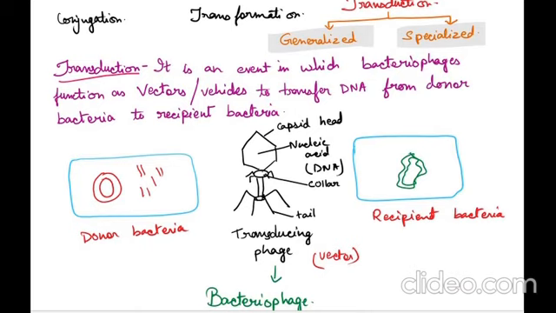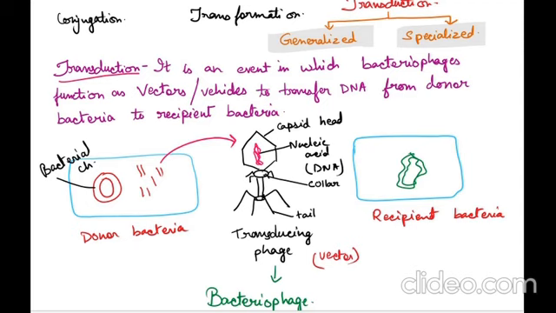Now, first I've drawn a donor bacteria. Within the donor bacteria, the circular chromosome is its own bacterial chromosome. Now, what happens? This bacterial chromosome gets broken up, and then it gets taken up by the bacteriophage. So now the bacteriophage is taking up this broken portion of the bacterial DNA.